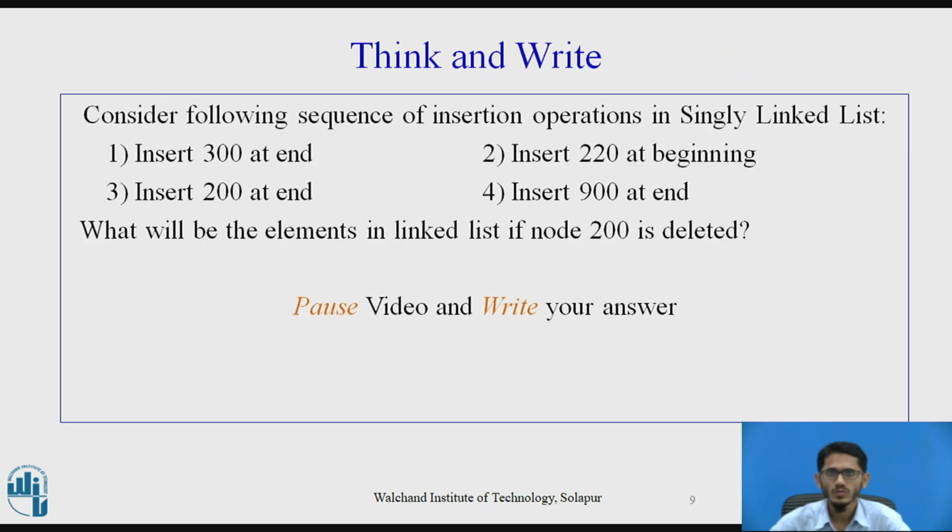Okay. So now the students have a question. The students are expected to think and write the answer to the following question. Now consider the sequence of operations that we are having, specifically the insertion operations, that is first of all insert 300 at the end, then insert 220 at beginning, then insert 200 at the end, and then finally insert 900 at the end. So now what will be the elements in the linked list if a specific node, that is node 200, is deleted from the singly linked list? So now pause the video and write your answer.